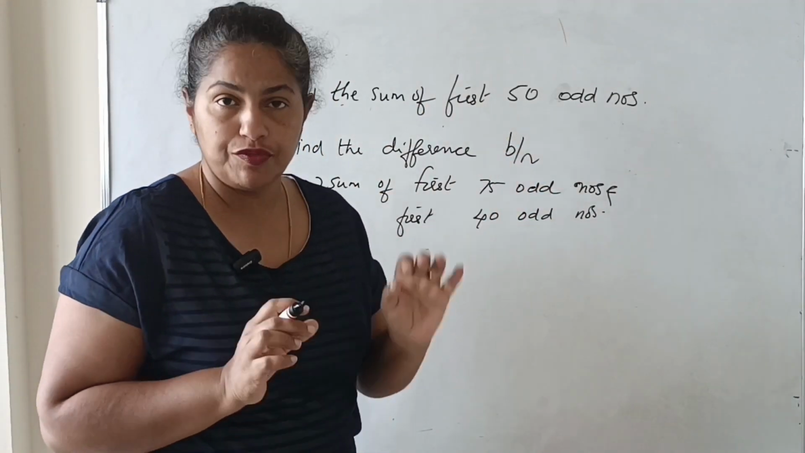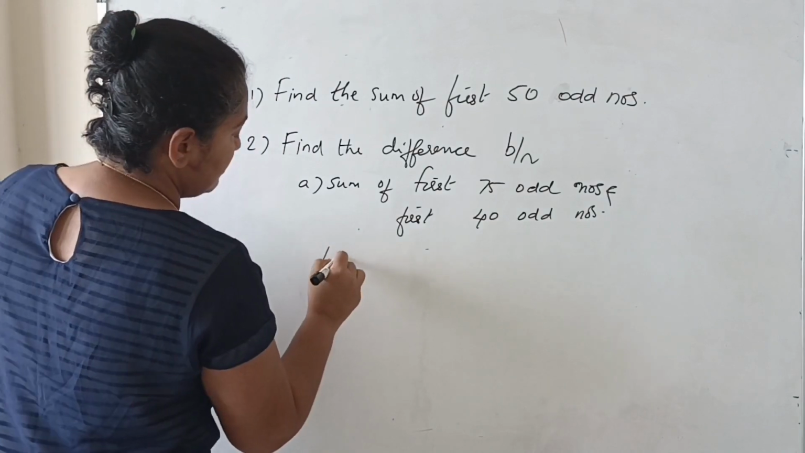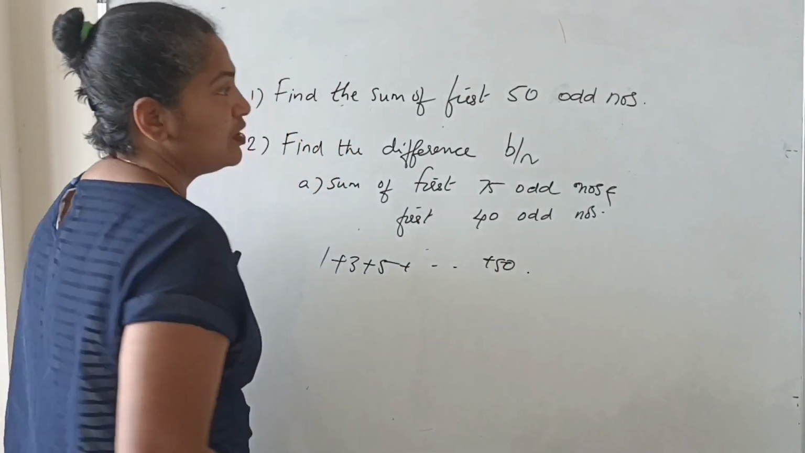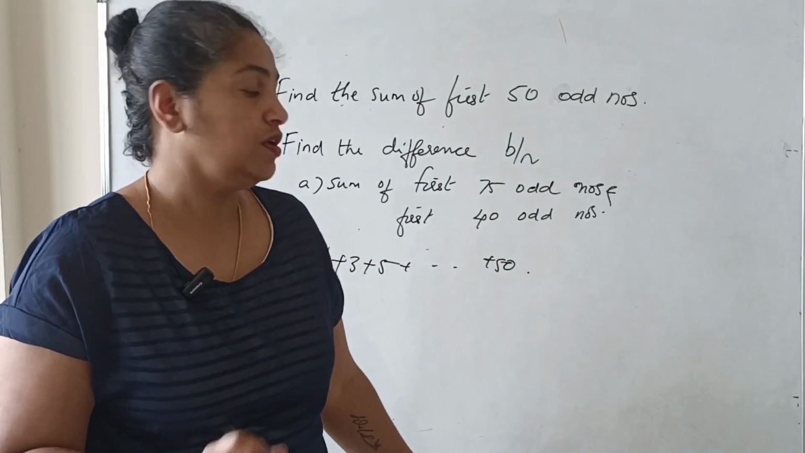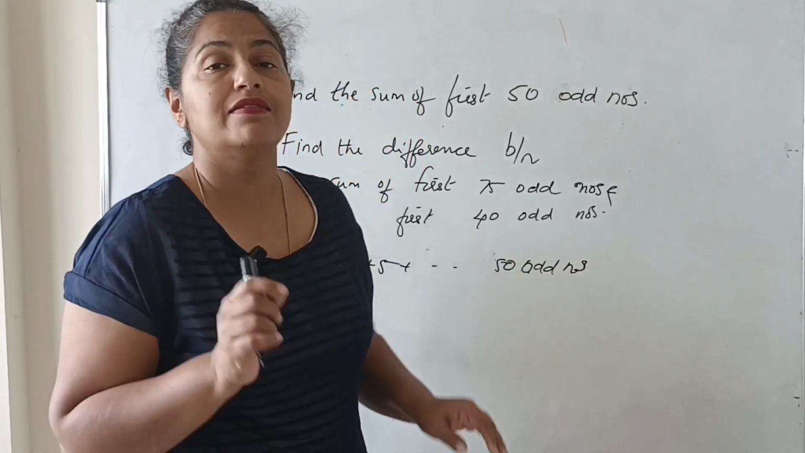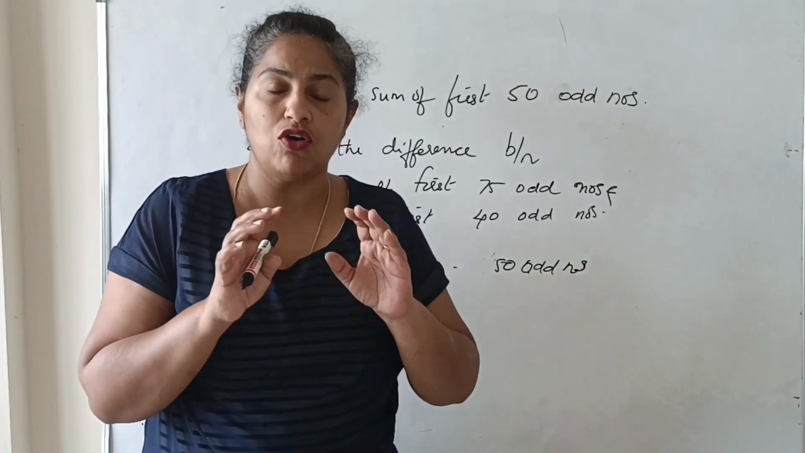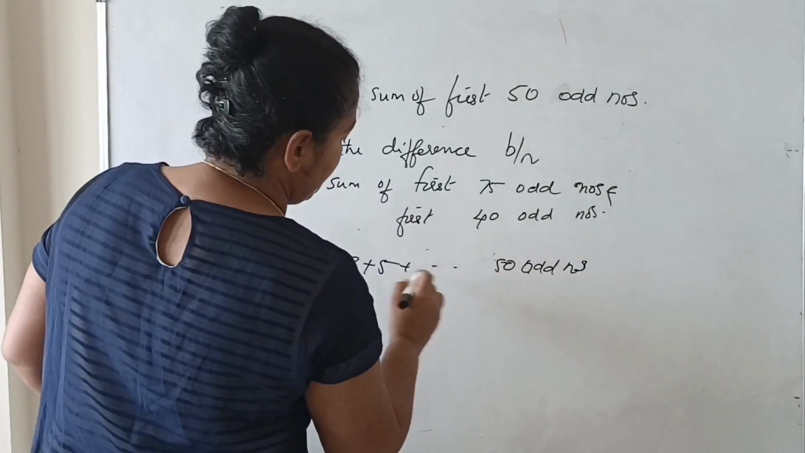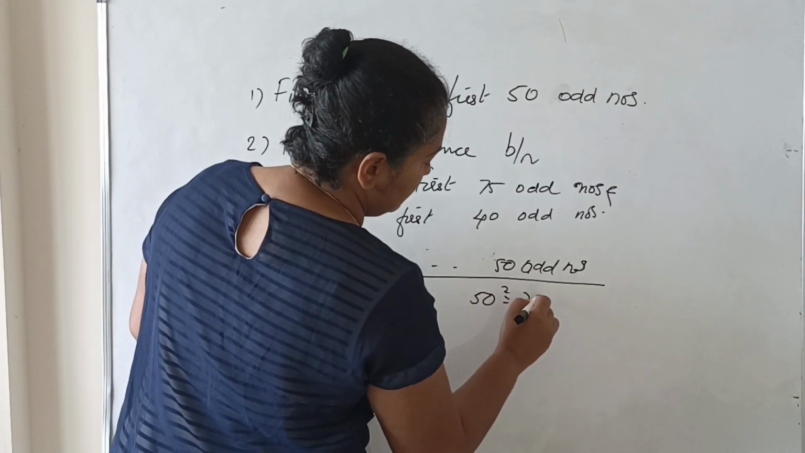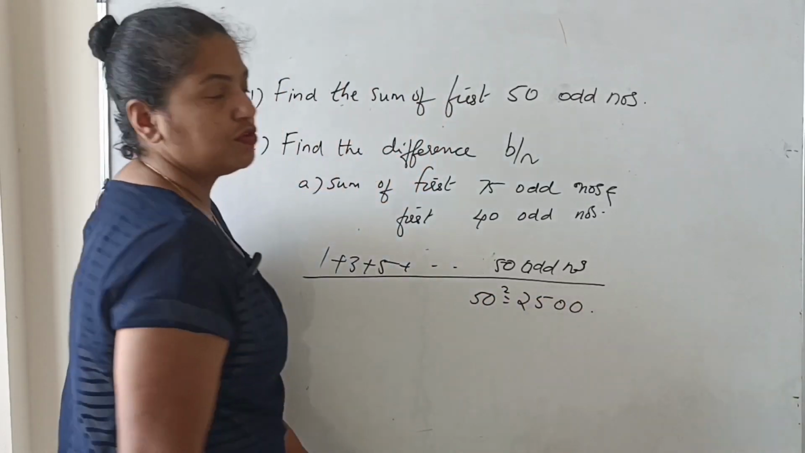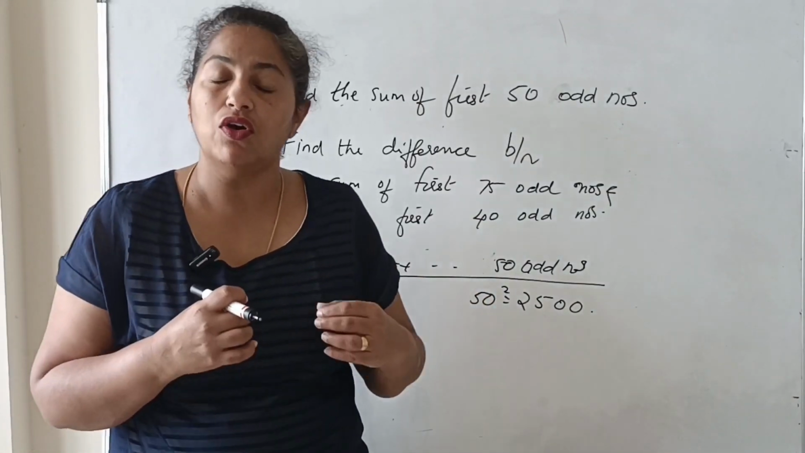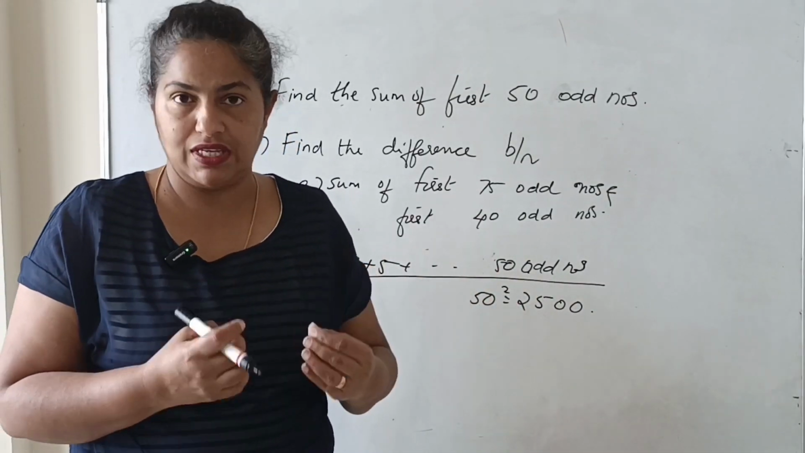Find the sum of the first 50 odd numbers. So they are basically asking us to find 1 plus 3 plus 5 up to 50 odd numbers. So not up to 50, 50 odd numbers. So we know that the sum of the first n odd numbers is n square. So the sum of the first 50 odd numbers should be 50 square, which is 2500. So without adding individually each of the odd numbers, we can actually find the sum very easily.